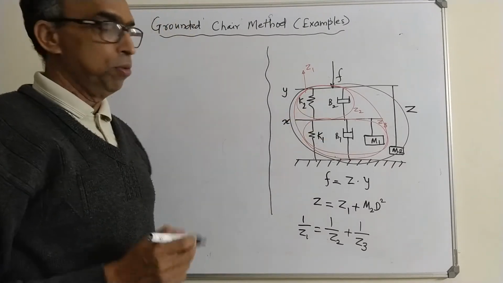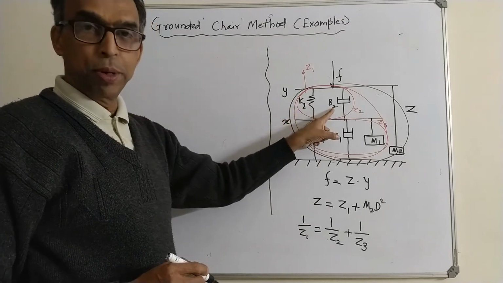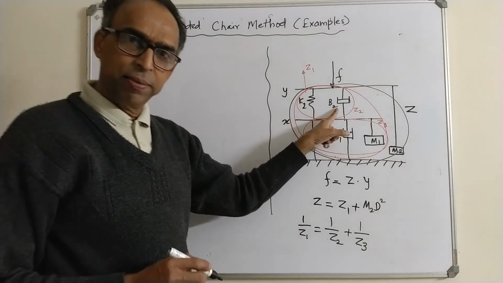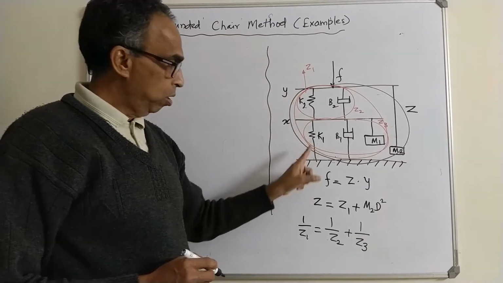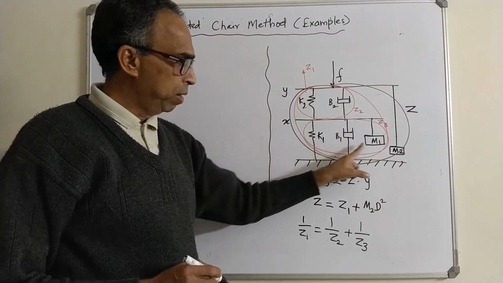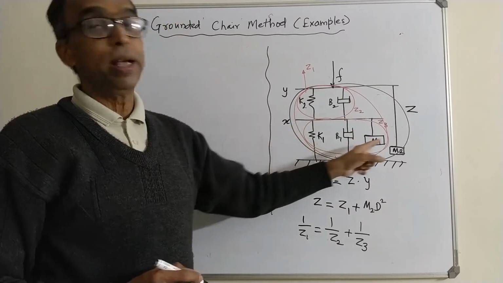How about Z2 now? Z2 is a series combination of K2 and B2. Why is this a series combination, friends? Because both of them are experiencing the same displacement Y. How about these three? K1, B1 and M1 are experiencing the same displacement X. So these are also in series.